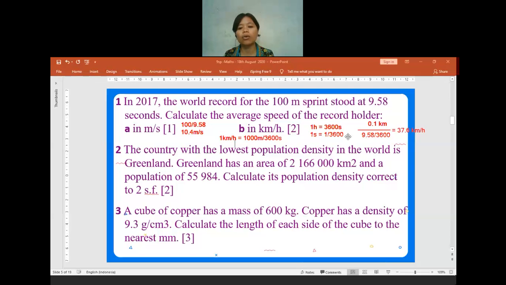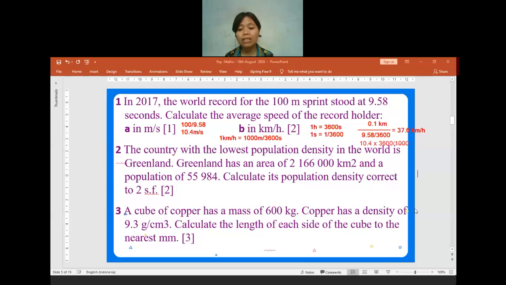So we already have 10.4 here. You can directly multiply it by 3600 divided by 1000. The answer will have the same value, which is 37.6 kilometers per hour. You can pick whichever way is easier for you. Is there anyone having any question or feeling confused?